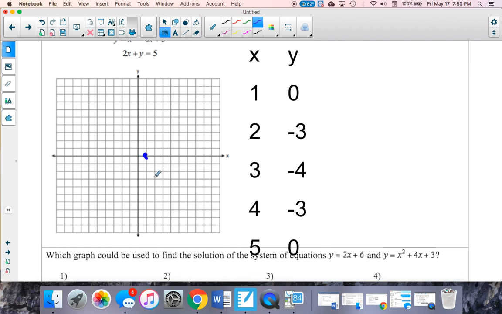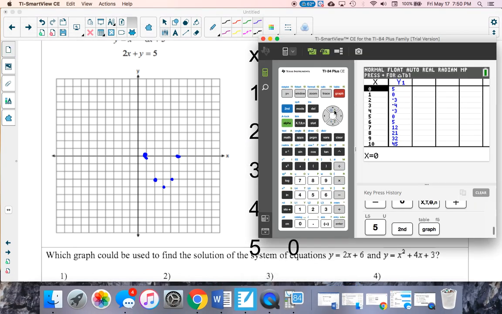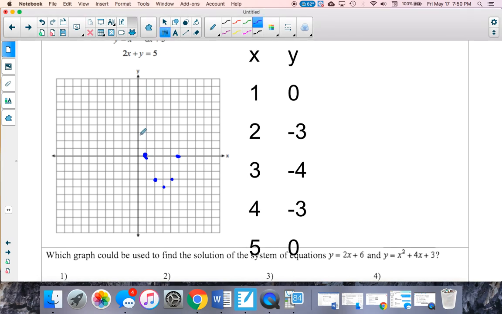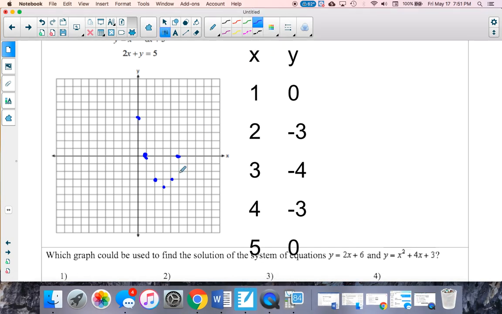2, negative 3, 3, negative 4, 4, negative 3, 5, 0, and since it's a parabola, let's actually graph all the other points. I got 0, 5, 0, 1, 2, 3, 4, 5. What else? Oh, I actually can't do that one because it goes off the graph. So let's just do this last one, and let's connect by forming a parabola. This was a quadratic equation, so we should be getting a parabola.